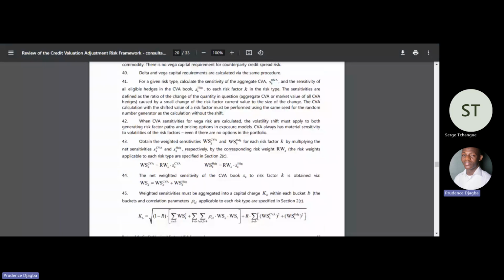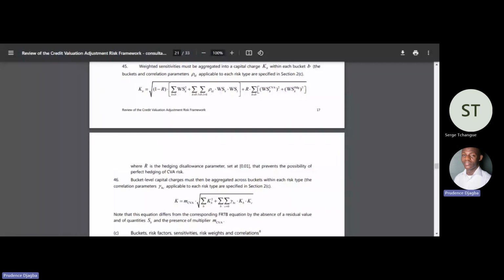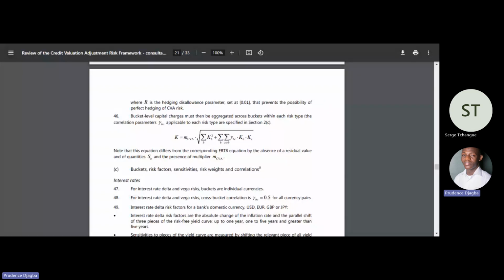When we implement this, first we evaluate the weighted sensitivity, then at the bucket level, and later aggregate over all the buckets that are given. When we go through this computation, what are the inputs that the bank will give? For instance, this coefficient, M_CVA.